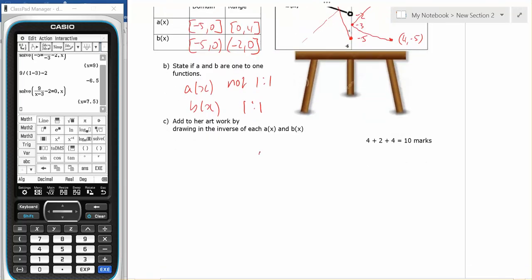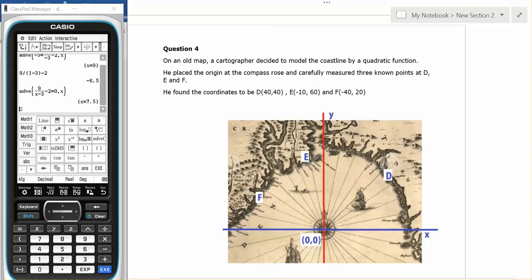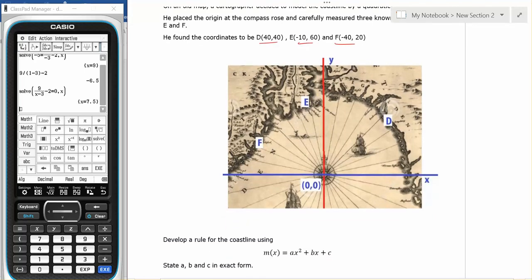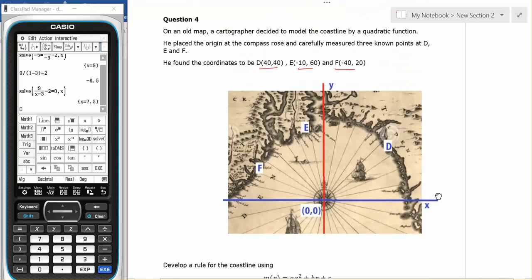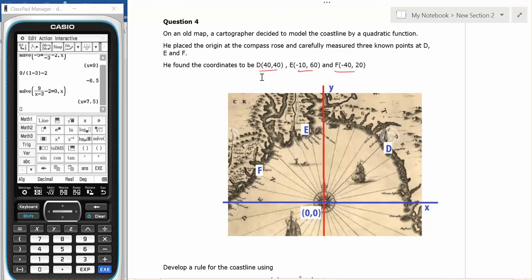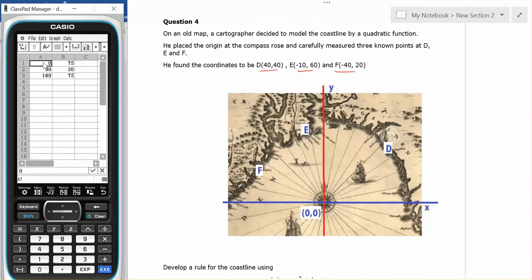Okay, so I've done that. Next part, we've got a map coastline using a quadratic function. We've got 3 coordinates, and we want to find the rule. Okay, so there's more than one way to do it. Now the trick is I always try to take the shortcut wherever possible. I'm going to use this spreadsheet because it's easier if you can pull it off. If it doesn't give you exact answers, then okay, you have to use functions.